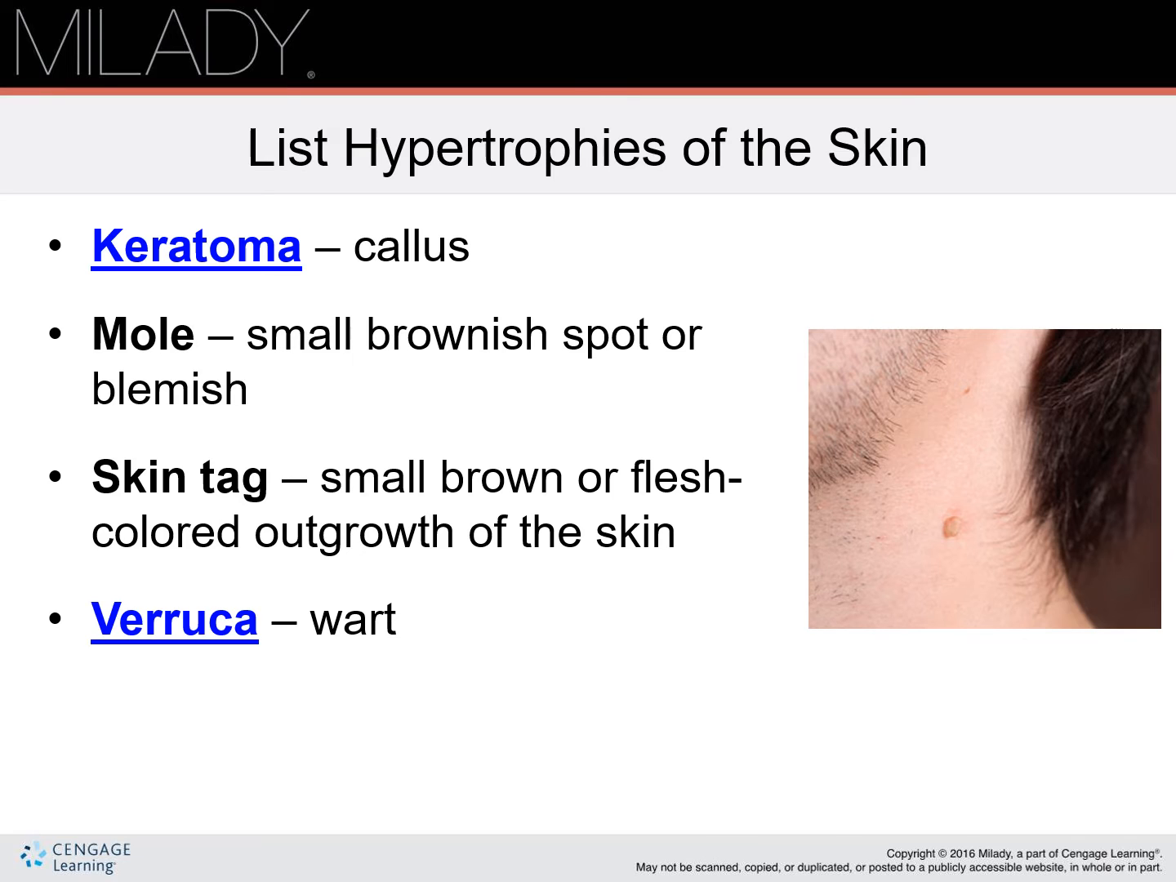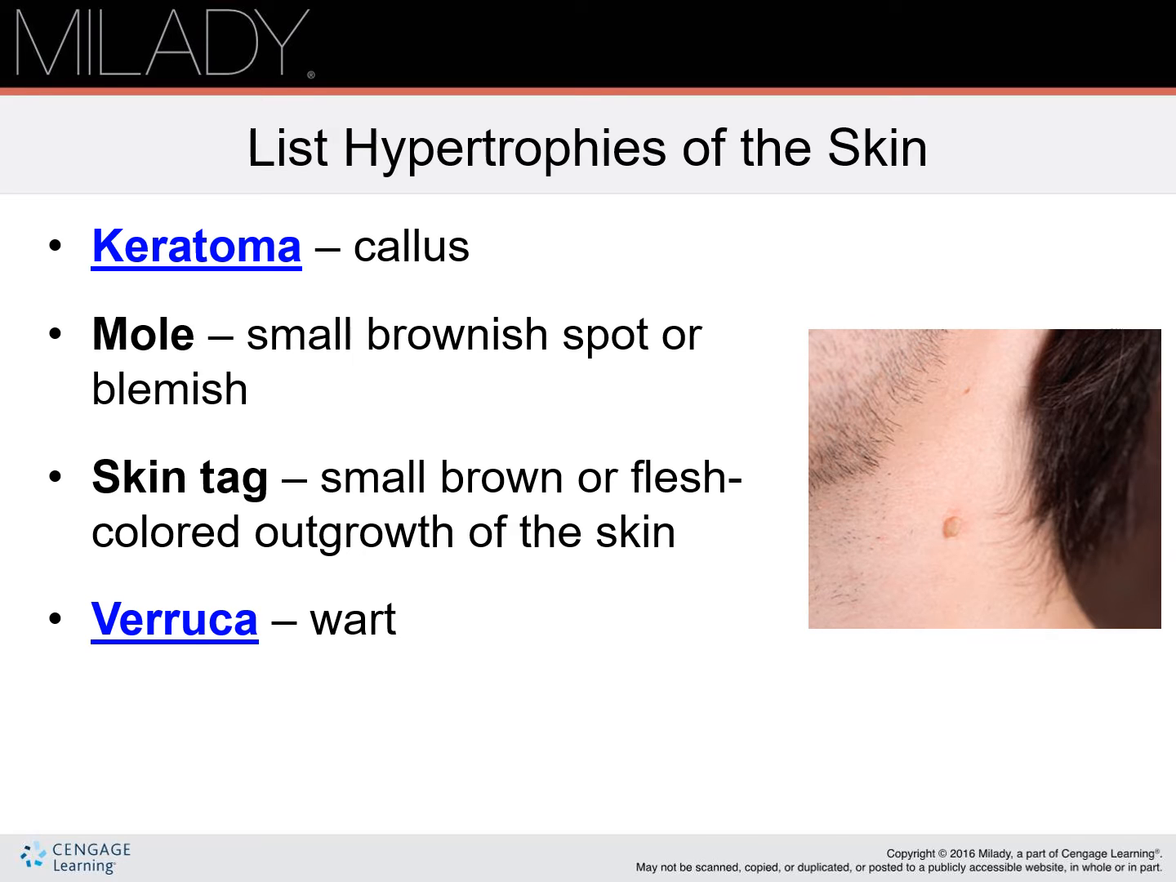Okay, let's talk about hypertrophies of the skin. But first up, what is a hypertrophy? This is an abnormal growth of the skin. Some are very benign or harmless. When I say benign, that means non-cancerous.